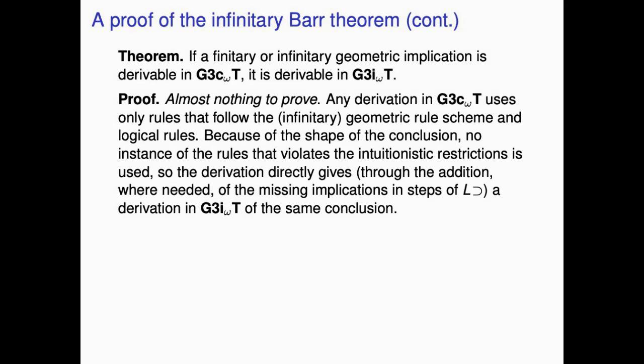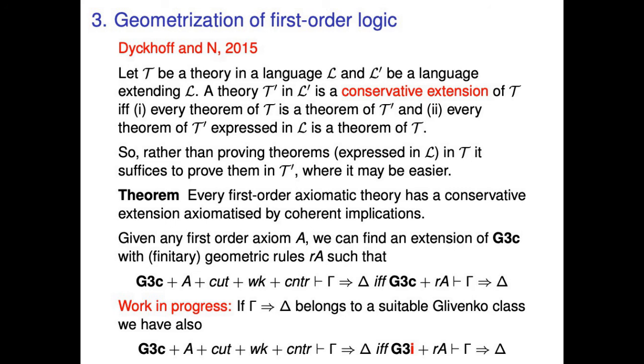And now finally I come to the last part, which is a little bit short, about the geometrization of first order logic. And this is work in progress in part. We have that a theory is a conservative extension of another theory if every theorem of the old theory is a theorem of the extended theory, and every theorem of the extended theory expressed in the language of the theory we started with is already a theorem of the smaller theory.